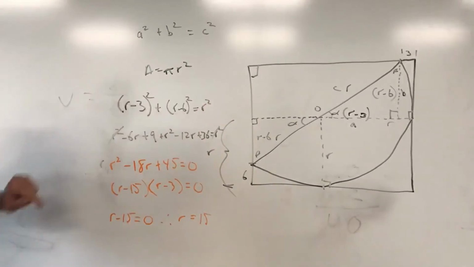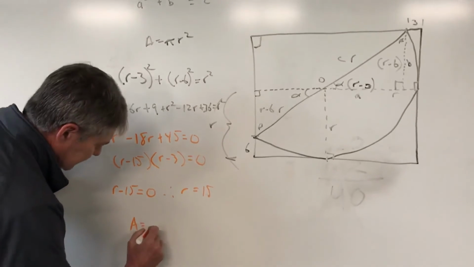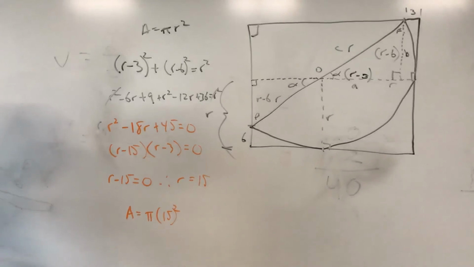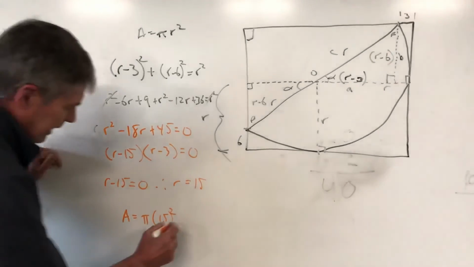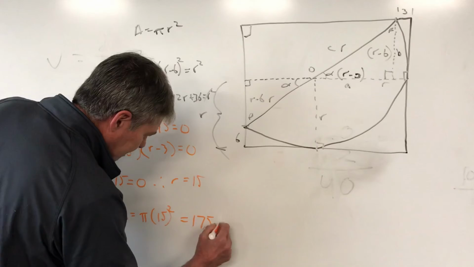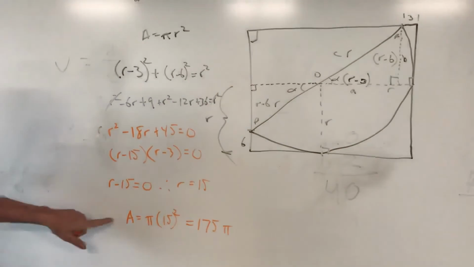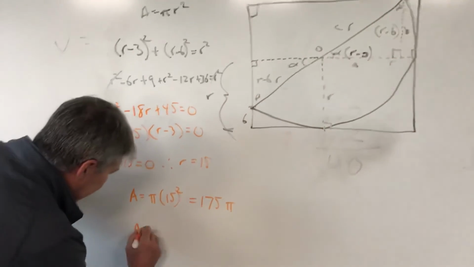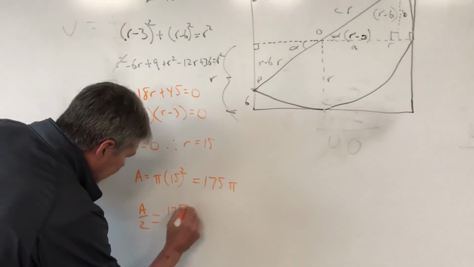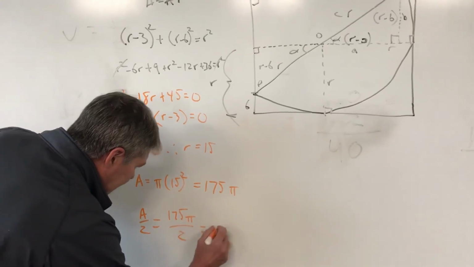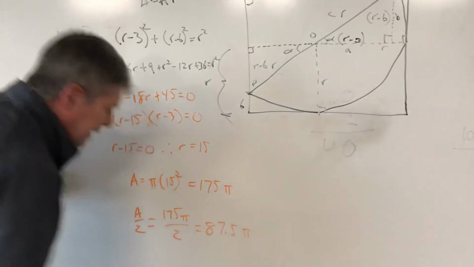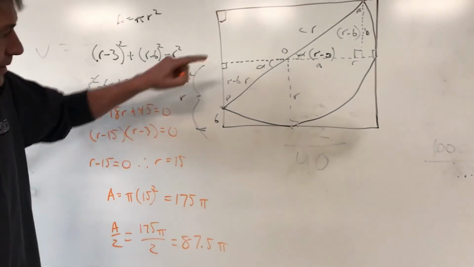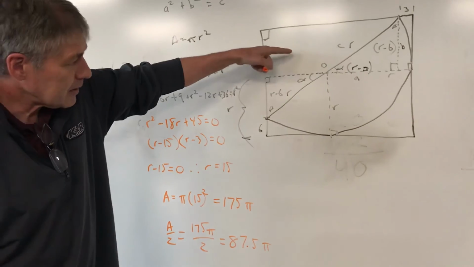I plug 15 into my equation. Area is equal to pi times 15 squared. 15 squared is 225. That's for a circle, but I've got a semicircle. So I got to take this and divide it in half. 112.5 pi.